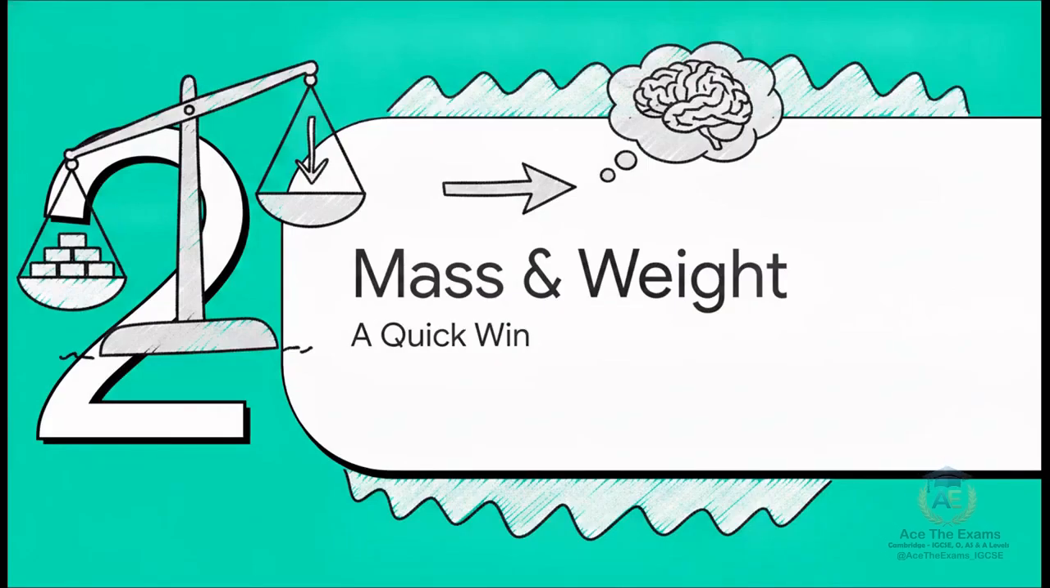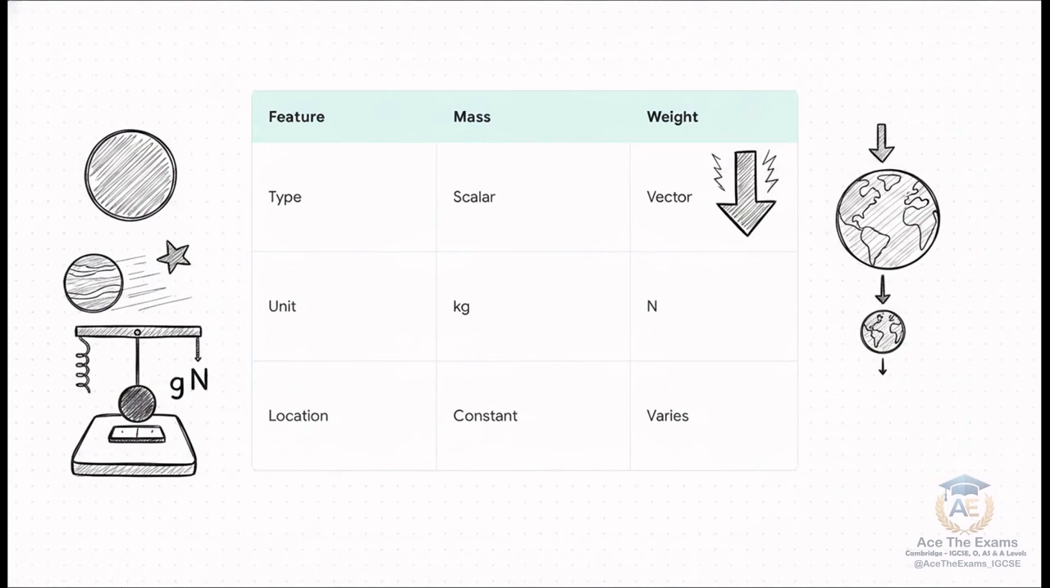Unlocking mass and weight. Time for our first quick win. Let's apply this framework right now. Mass is a scalar quantity. It's a constant everywhere in the universe, and we strictly measure it in kilograms. Weight, on the other hand, is a vector. It has a specific direction, pulling straight down. It's measured in newtons, and crucially, it actually varies depending on exactly where you are standing.